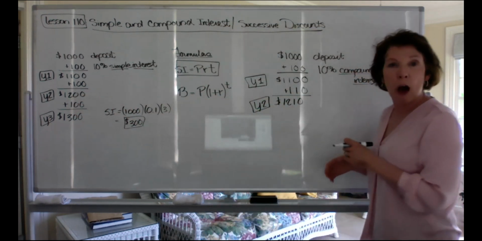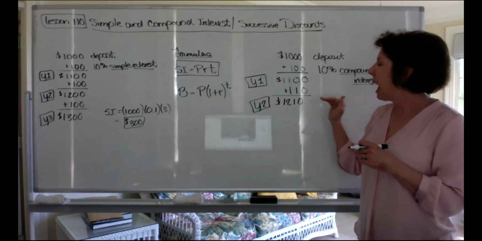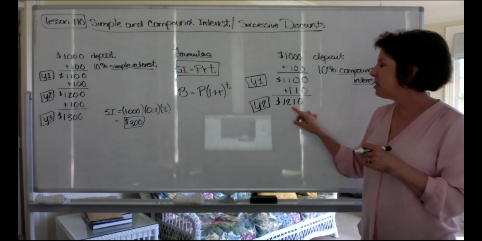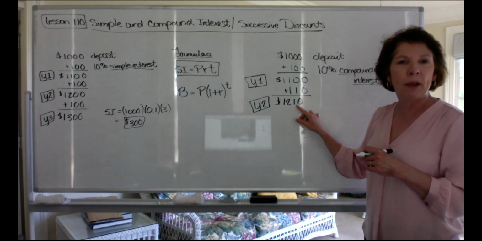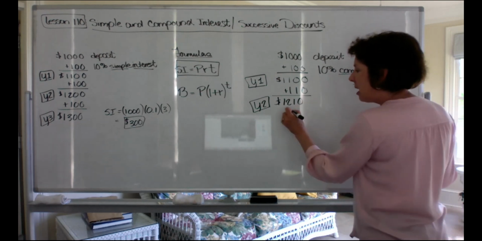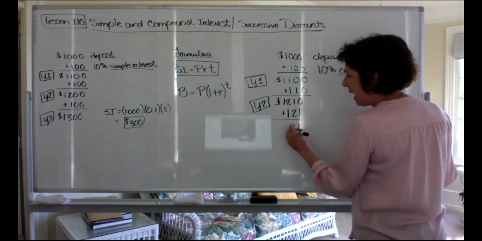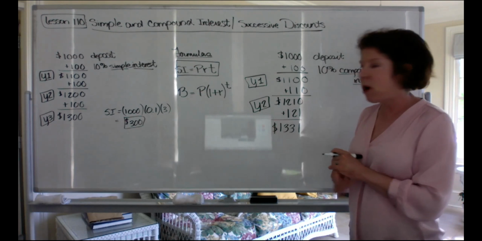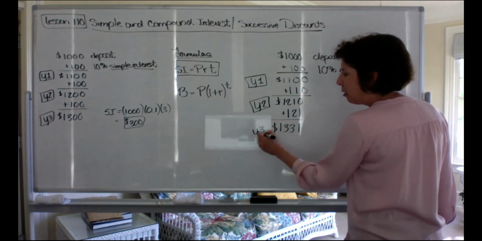Okay, let's compound it again, which means to find year 3 balance, I'm going to take 10% of year 2 balance. And so what's 10% of 1,210? Well, let's move the decimal point over one place. It's $121. So I'm going to add $121 here, and I get $1,331. And that is my final balance at the end of year 3.